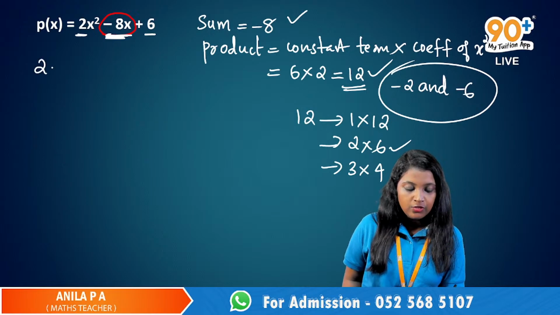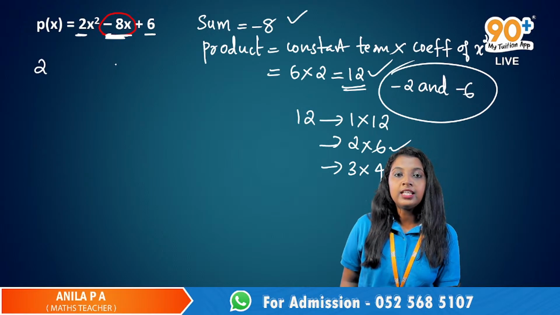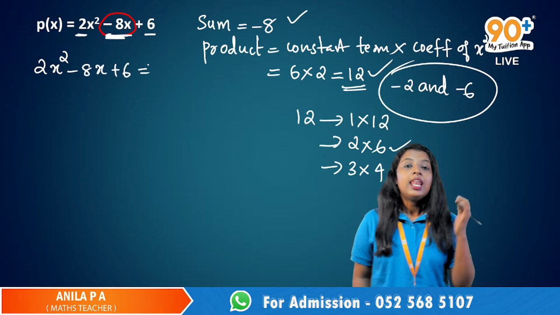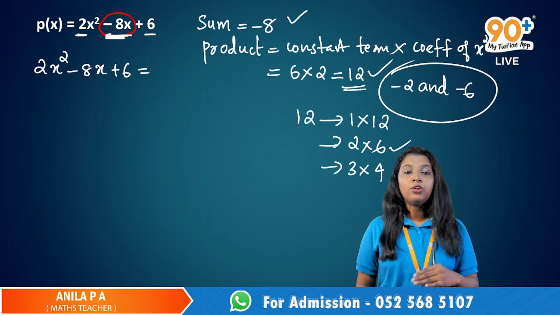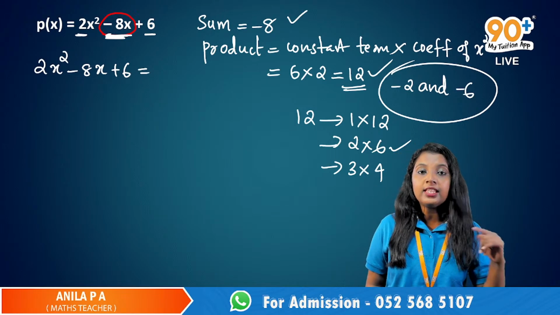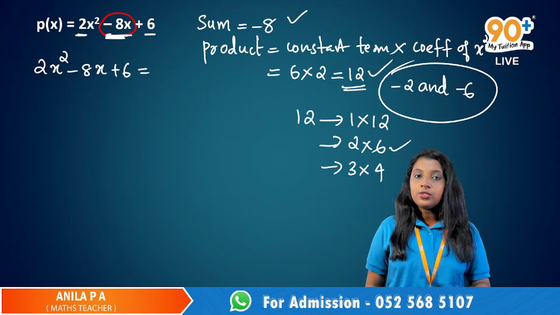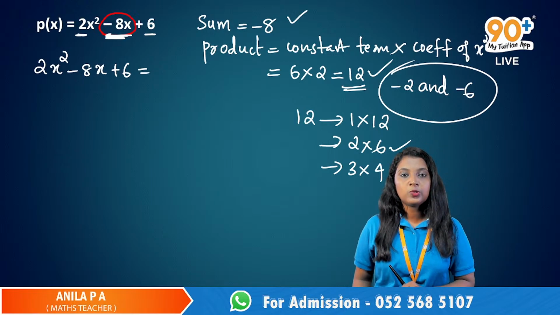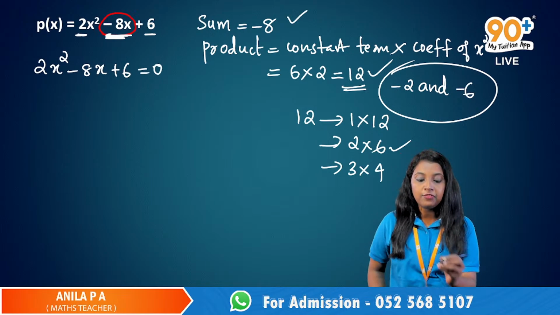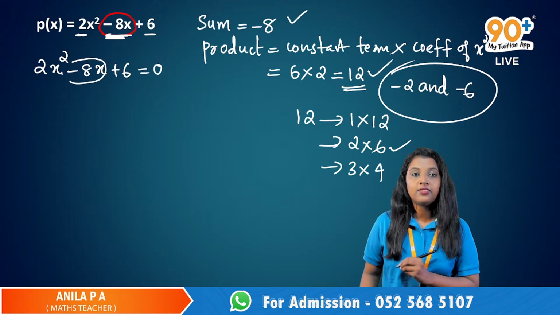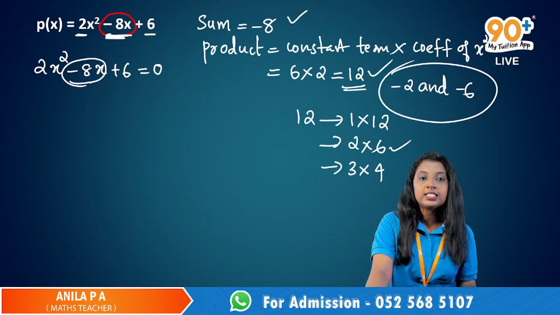First of all, we have to equate this to 0. We are going to find the zeros of this polynomial. Like we did before, in order to find the zeros of a linear polynomial, the first step was equating that polynomial to 0. Here also we have to equate that polynomial to 0. So we are equating that to 0. And now we have to split the middle term, which is negative 8x. How do we split the middle term negative 8x?